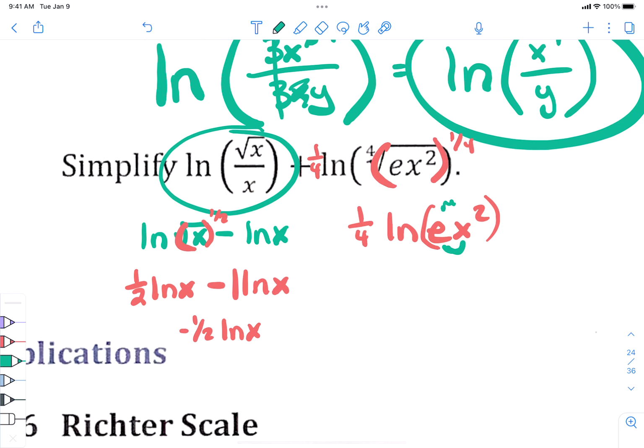These are multiplied, right? Multiply means add. So I'm going to do ln of e plus ln of x squared. Now the 1/4 on the outside goes to both of them, right? So I'm going to do 1/4 here and 1/4 here, because that goes to both pieces. Good? Yeah, this one is hard.